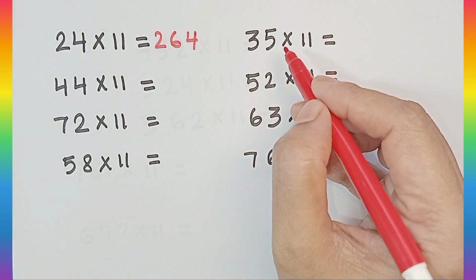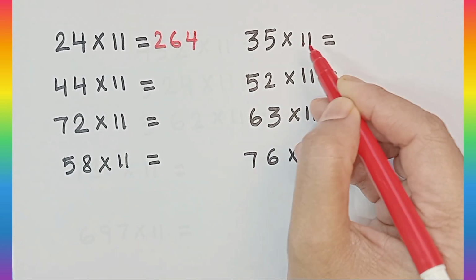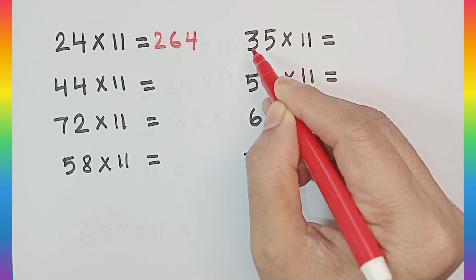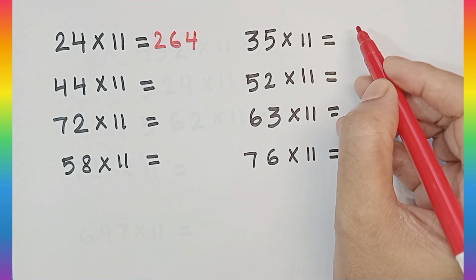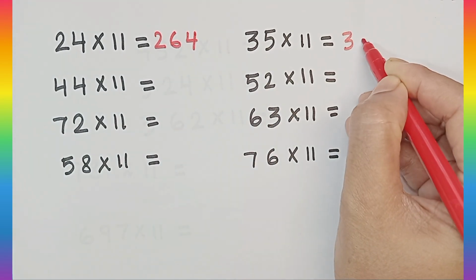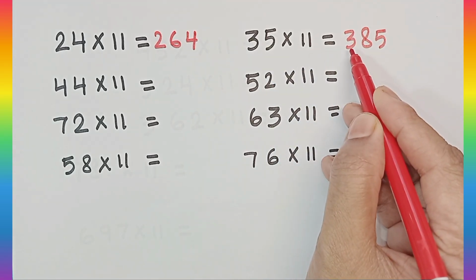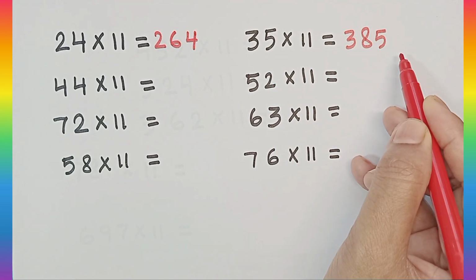Let's try more. 35 into 11. Add 3 and 5, it will be 8. Then place 8 between 3 and 5. Then the answer will be 385. 35 into 11 is equal to 385.